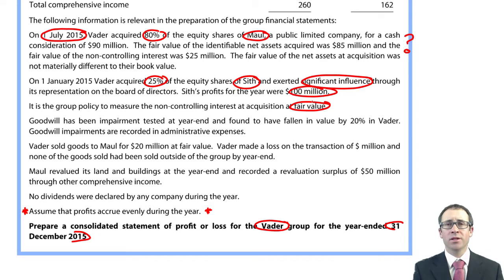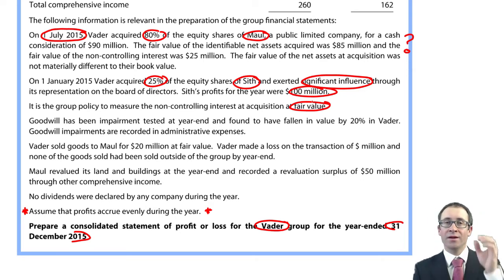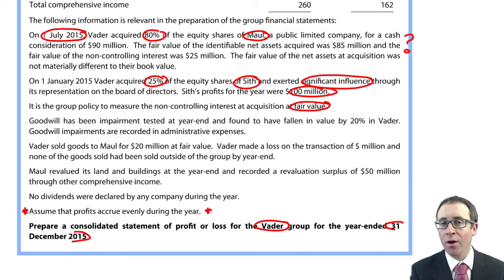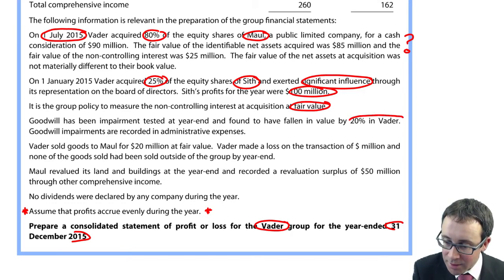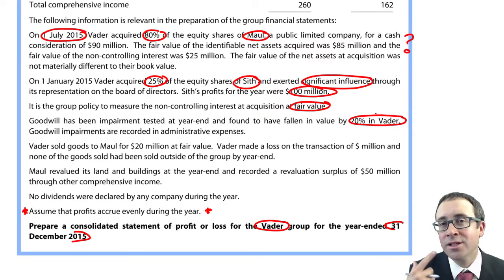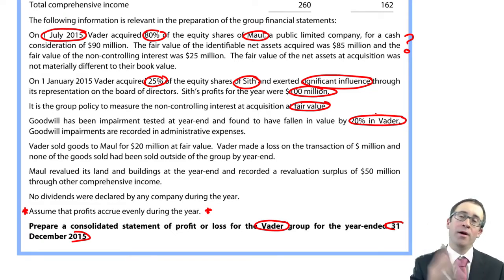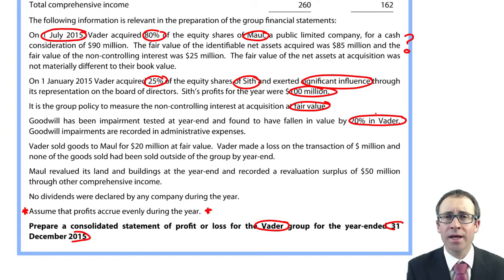So that's going to be important, particularly if there's an impairment of your goodwill, because we need to give the NCI their share of that impairment. And lo and behold, in the next paragraph, it says goodwill has been impairment tested and found to have fallen by 20% in Vader. So in order to work out that impairment, we will need to know what the goodwill is. Because once we've got the goodwill, we can work out the impairment, and then we can put the impairment in the group statement of profit or loss. Okay. So there's method to the madness, isn't there?